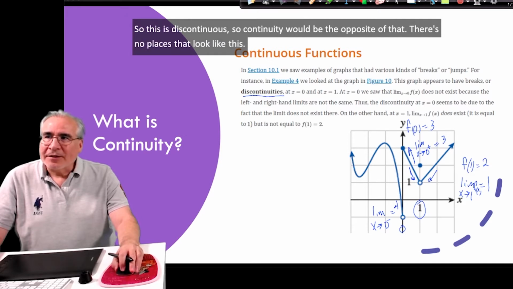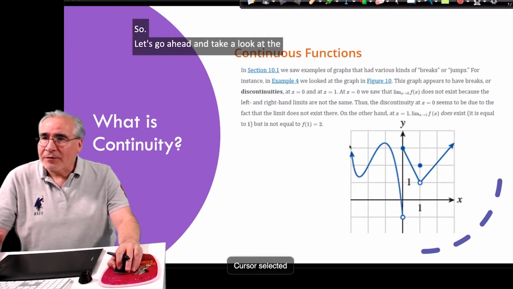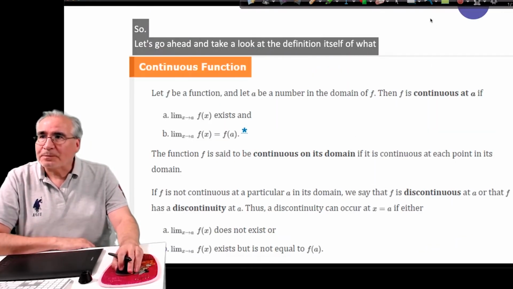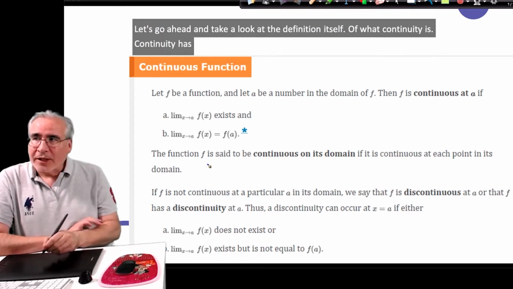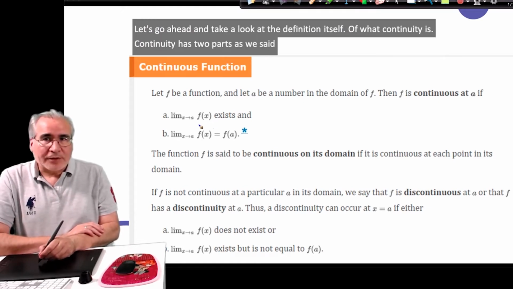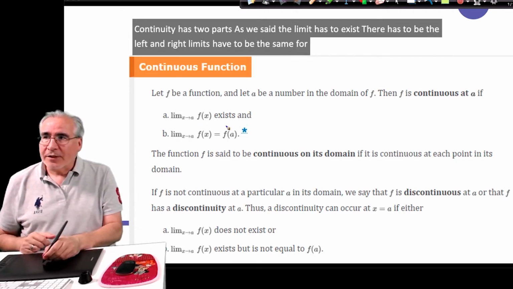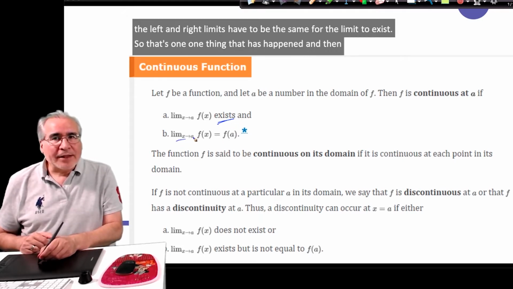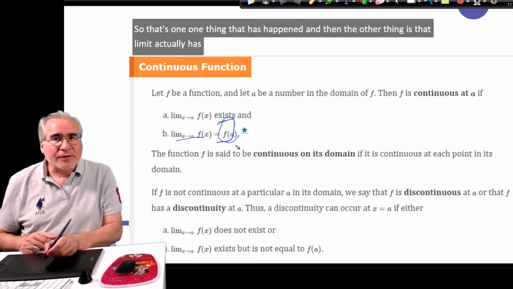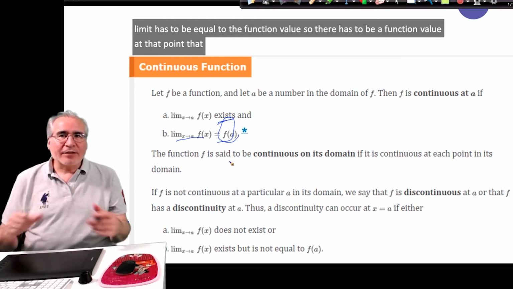So now let's go ahead and take a look at the definition itself of what continuity actually is. Continuity has two parts. As we said, the limit has to exist. The left and right limits have to be the same for the limit to exist. Okay, so that's one thing that has to happen. And then the other thing is that limit actually has to be equal to the function value. So there has to be a function value at that point that is equal to the limit. Two things have to happen.